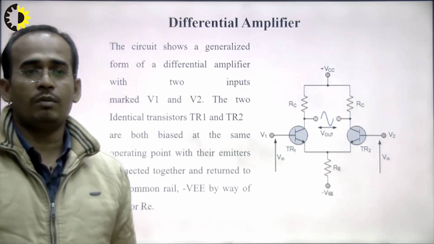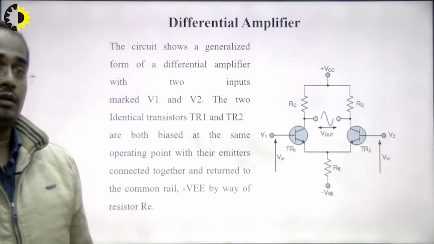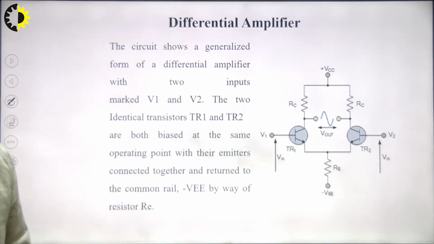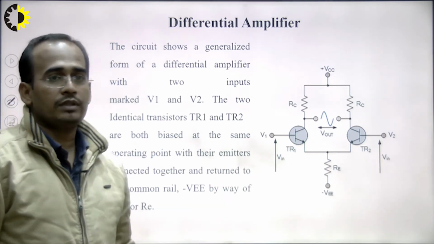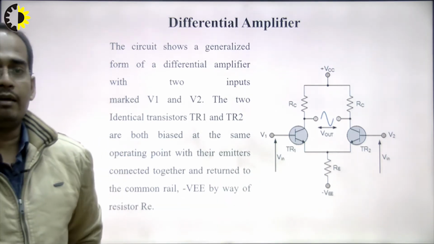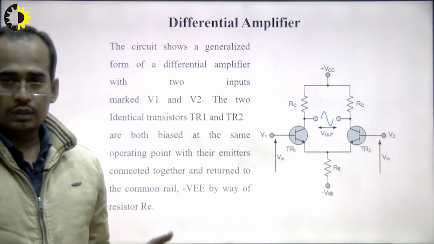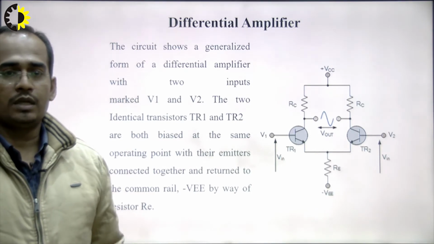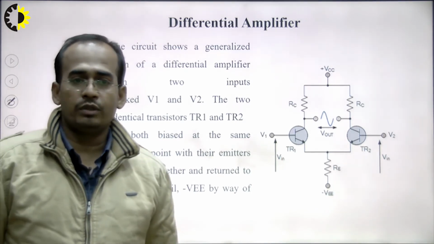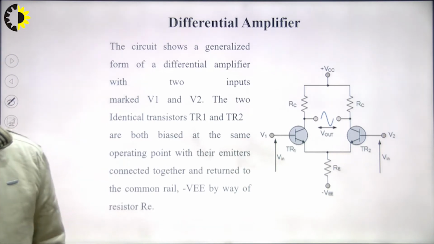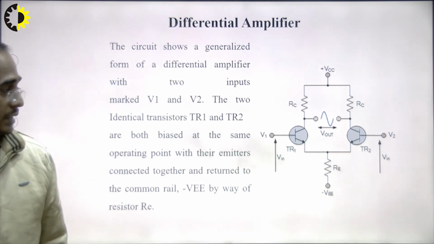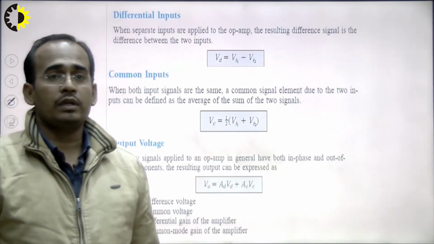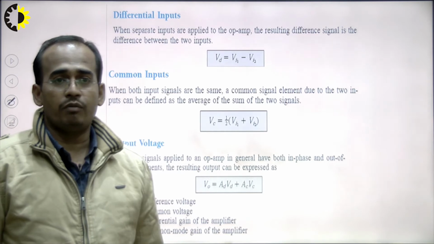For understanding this common mode or differential amplifier, we have to consider two transistors. You can see that we have considered the two transistors TR1 and TR2, and I have applied the inputs V1 and V2 to the bases of the transistors. Both transistors are biased at the same operating point with the same emitter connections, and this resistance Re is biased by minus V.